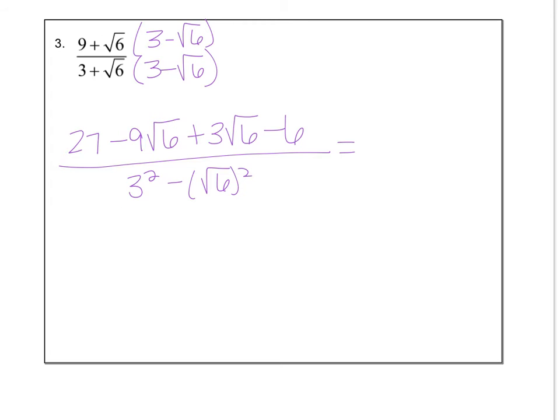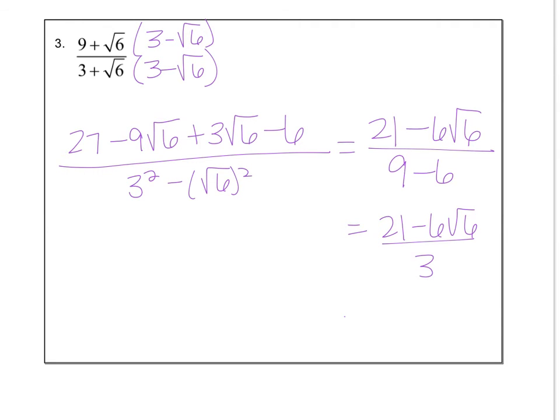So on the top, if we combine, we're going to get 21 minus 6 radical 6 over 9 minus 6. We get 21 minus 6 radical 6 over 3. And then again, just make sure you divide both of them by 3. It's going to be 7 minus 2 radical 6. So hopefully you paused it, you tried that, you got that, and it makes sense.